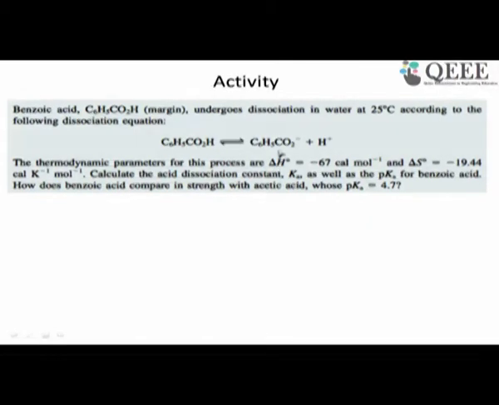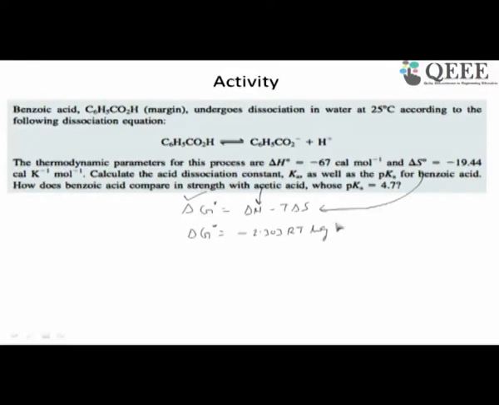Once you find delta H and delta S, you need to find delta G, because delta G, you know, equals delta H minus T delta S. So by substituting delta S and delta H, you can find delta G, and once you know delta G, you know the relation delta G equals minus 2.303 RT log Ka. Once you substitute the delta G here, you can get the Ka value. Once you know the Ka, they've asked to calculate the pKa also. So pKa, you know, is the negative log of Ka.